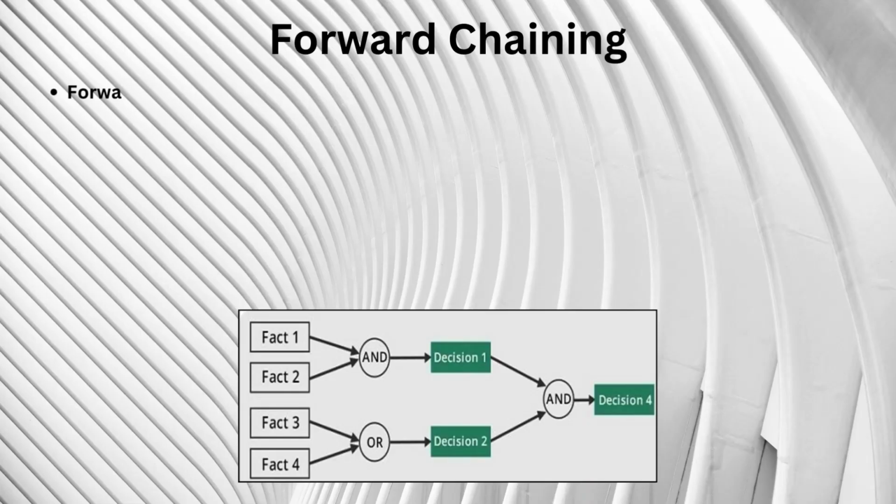So, this is how computers use first order predicate logic with forward chaining and backward chaining to solve the complex problems step by step. So, now we will focus on the topic, that is forward chaining. Forward chaining is like solving a puzzle.